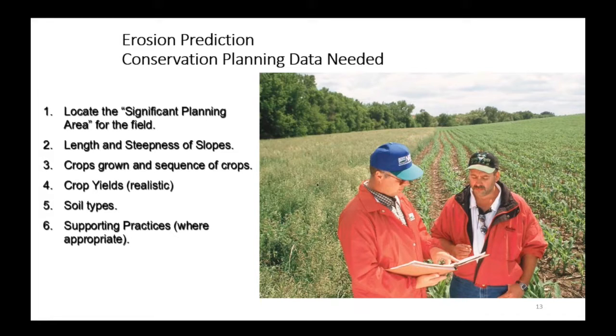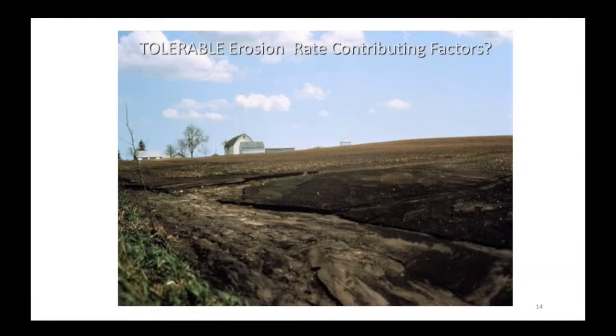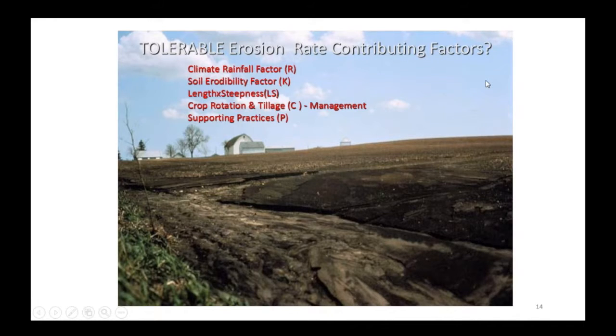What crops are growing and what has been growing over the past few years? What is the sequencing of the crops? What are the tillage practices that are going on associated with the crops? What are the yields? What are the soils telling us? And what are some of the supporting practices? So I'm going to turn this over to Terry at this point, and he's going to start talking about erosion rates and contributing factors to erosion rates.